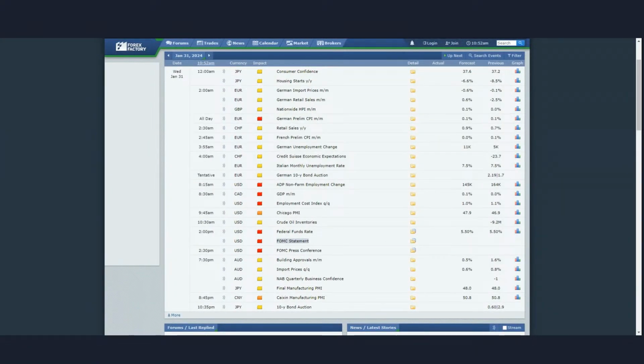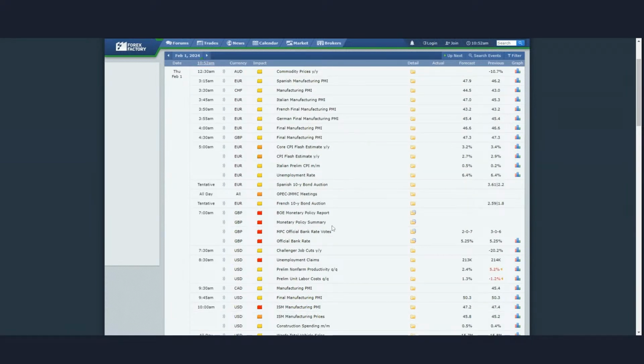In the morning on Wednesday, we're going to keep an eye on the US dollar if you're doing Forex, for the ADP non-farm employment change, and for the Canadian dollar the GDP month to month. Also the US dollar employment cost index quarter. We're gonna watch this. Everything happens at 8:30 in the morning on Wednesday.